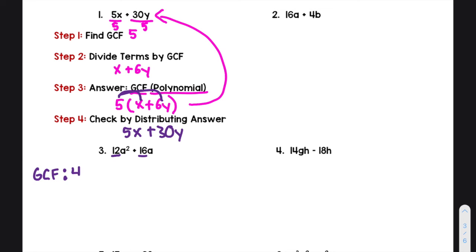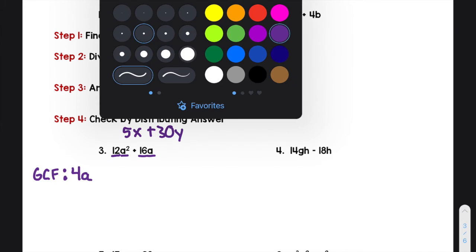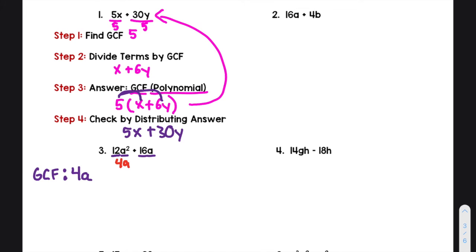That number is 4. In addition, both terms have an A. Specifically, the first term has 2 A's and the second term has 1. Therefore, what's in common is 1A. We're going to divide both of the terms by our GCF, 4A, and we're going to get 3A plus 4. How am I going to write my answer here? It's the GCF 4A times the expression you get after we divide.